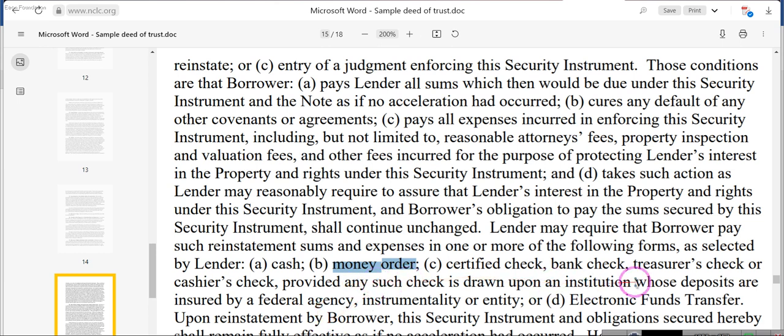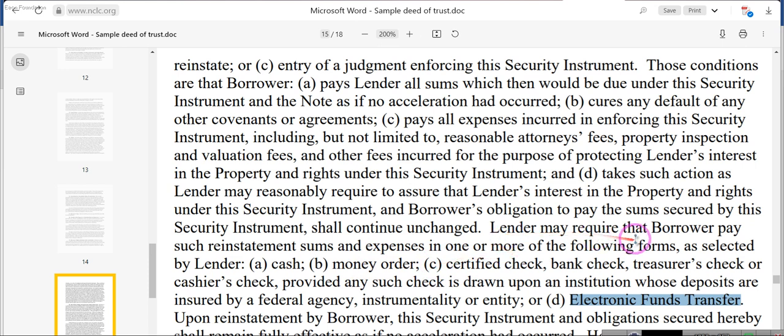They'd be drawn upon an institution whose deposits are insured by a federal agency, instrumentality, or entity, or by electronic funds transfer. Ladies and gentlemen, electronic funds transfer. Now, I promise you, you all need to follow me. The reason why they added this is because of individuals doing the money orders. But you all need to follow me on this. Watch all of the videos. You're going to see how you can use the hour-style money order to pay off this debt. And it'll be in line.